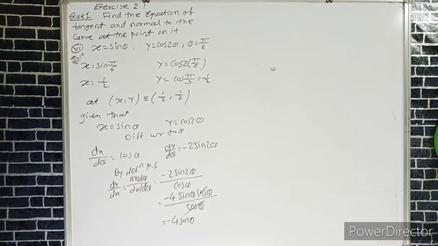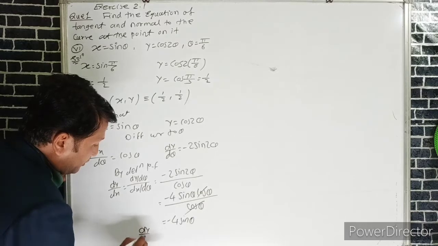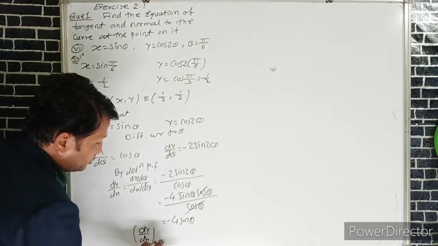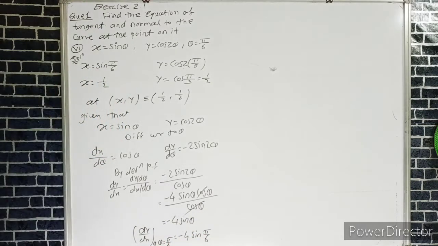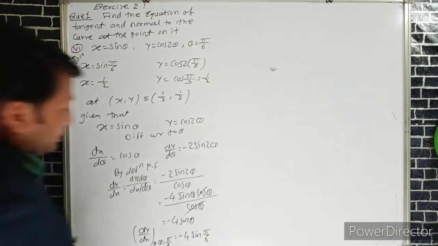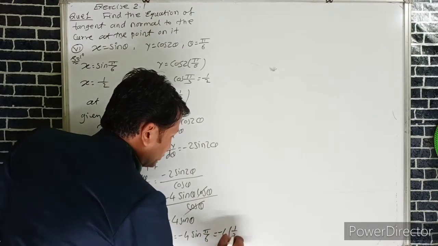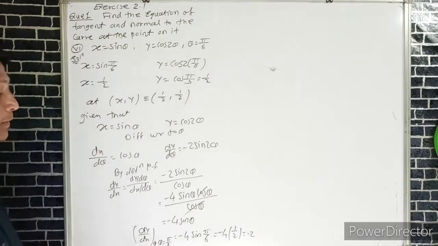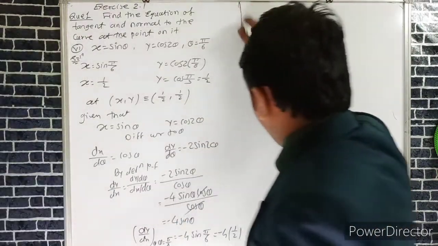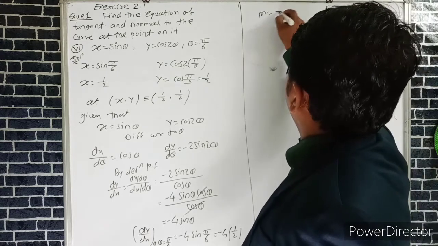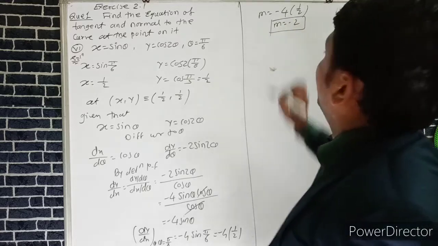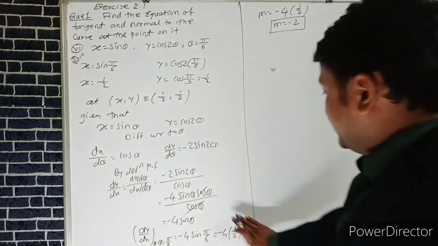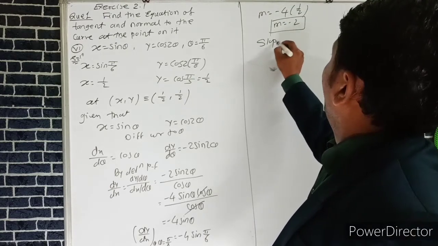We have to find the value of dy by dx at theta equal to pi by 6. Hence dy upon dx at theta equal to pi by 6 is equal to minus 4 sin of pi by 6. We know very well the value of sin pi by 6 is 1 by 2, so we can write minus 4 into 1 by 2 is equal to minus 2, which is the slope. Hence m is equal to minus 2.